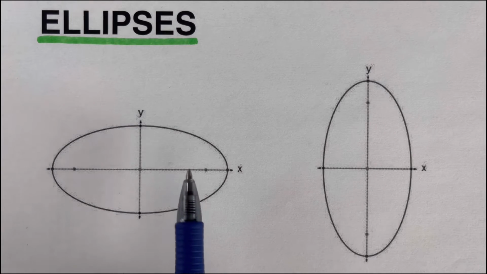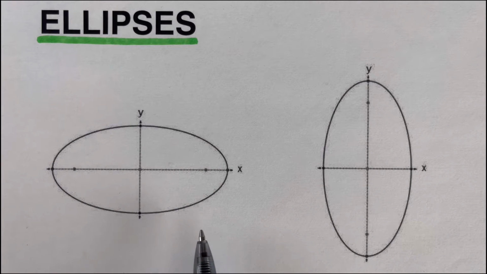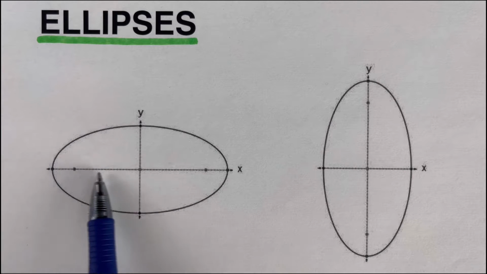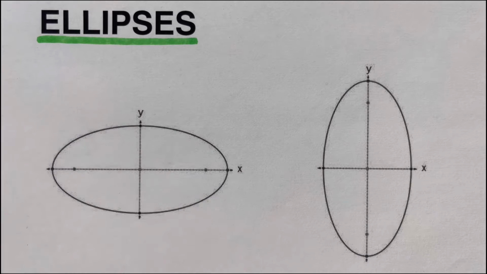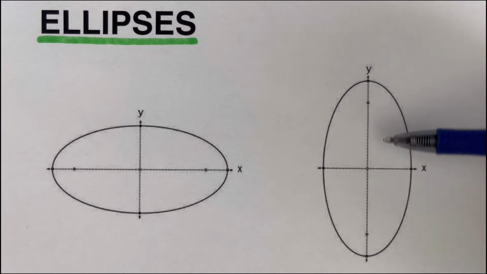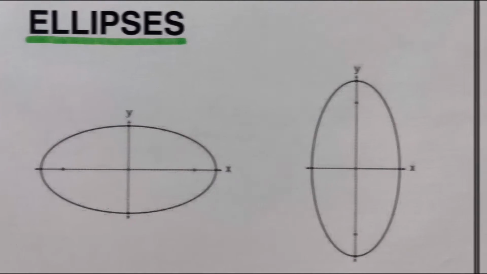So the first case that we have here is whenever the ellipse is elongated along the horizontal axis. So that's the horizontal axis right here, and the ellipse is elongated along that axis. Well, the second case is whenever the ellipse is elongated along the y-axis. So these are the two cases of an ellipse. Now let's go over the parts of an ellipse.